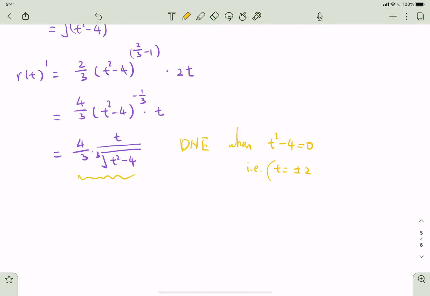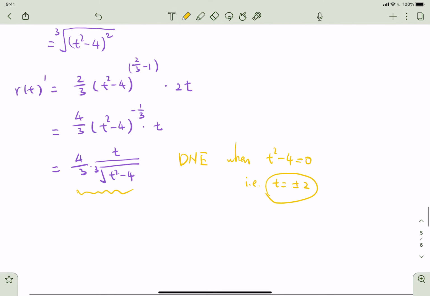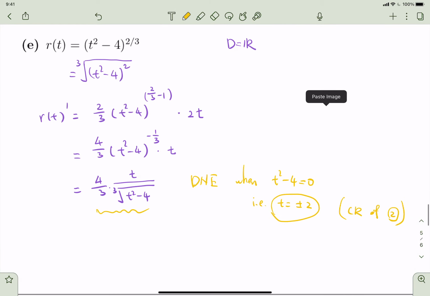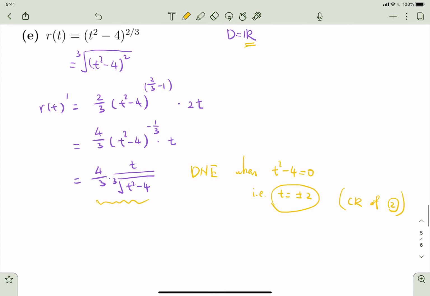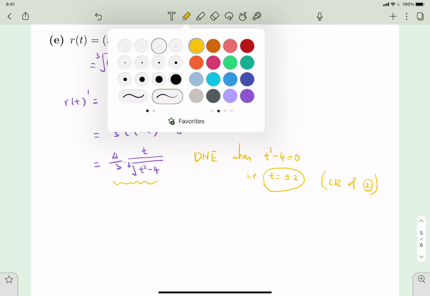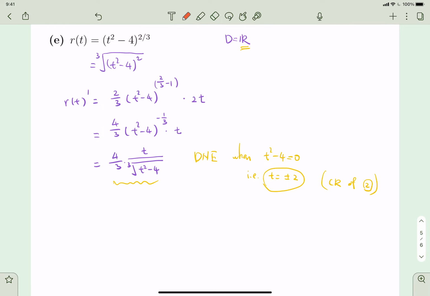So we know that this thing is the critical number of the second type, right? When the derivative does not exist. Okay? And because we know that the domain is all the real numbers, it's inside our domain. So it's the second type of critical numbers. And after knowing that, let's take a look at the derivative being 0 to figure out the first type of the critical numbers. So now let this r of t prime equals 0.